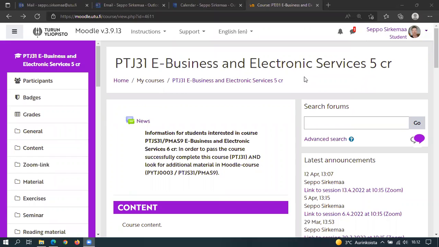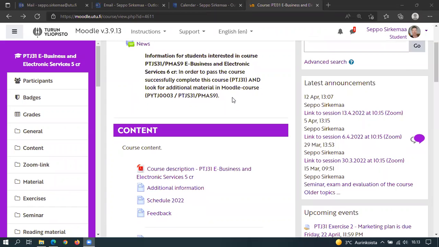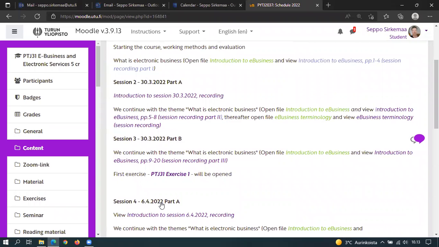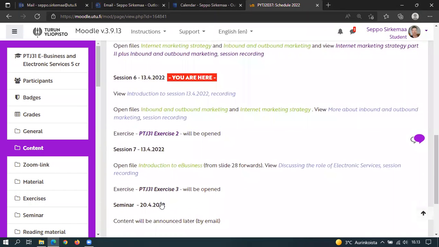So here we are, the course E-business and Electronic Services, and we are looking at the Moodle side of the course. And if you go directly to the content area and look at the schedule 2022, the idea is to look at what are the things that we are supposed to do this week. So this week we are here, 13th of April.